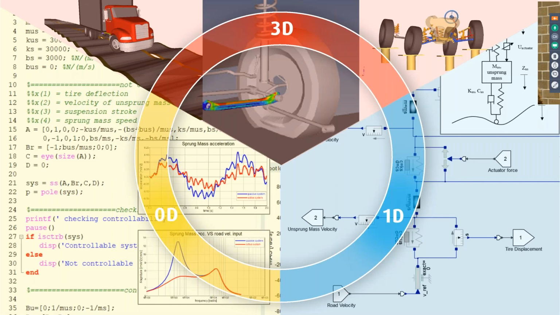As I mentioned, we're combining three-dimensional simulation. In this example of a suspension, we can use 3D geometry for a quarter suspension, or we can look at the full chassis suspension, or we can even put that into a full truck and drive it on a virtual road. But that requires access to 3D geometry.